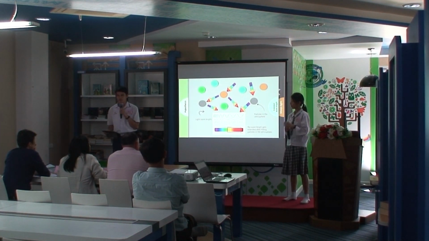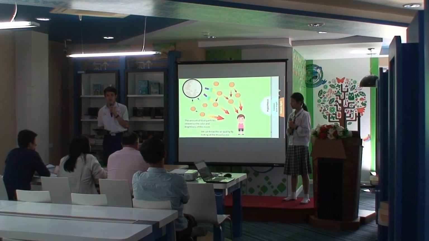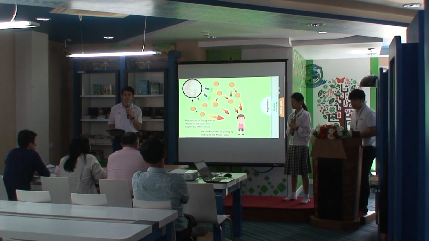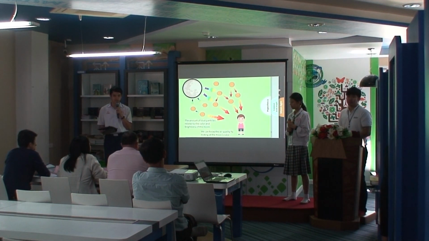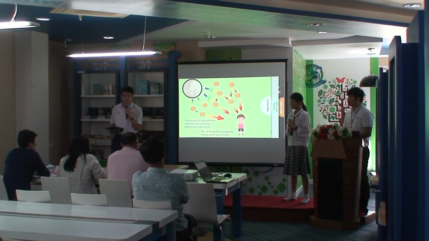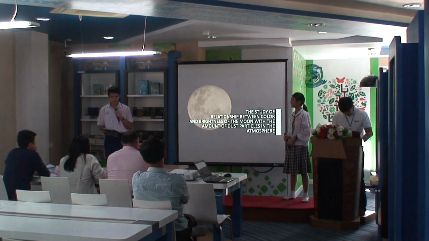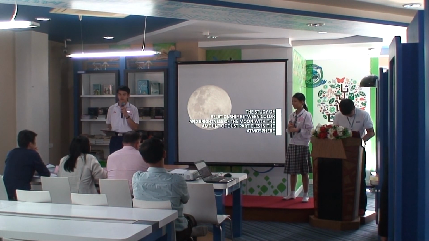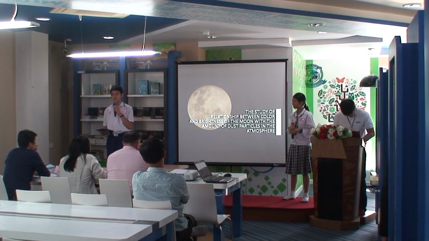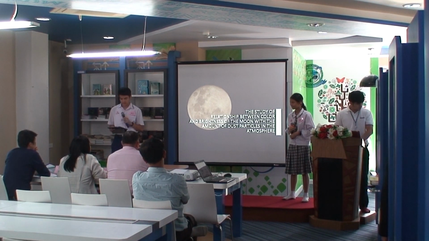During March and April every year, Chiang Mai goes through a problem with dust particles. So we came up with our hypothesis that the dust particles in the atmosphere affect the moonlight by extending the light wavelength. So we came up with our project called The study of the relationship between color and brightness of the moon with the amount of dust particles in the atmosphere.